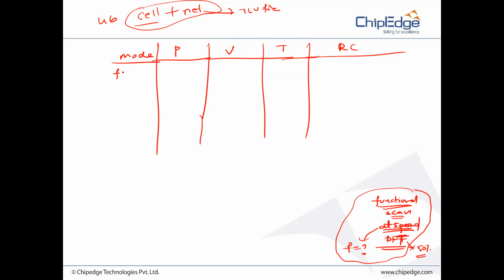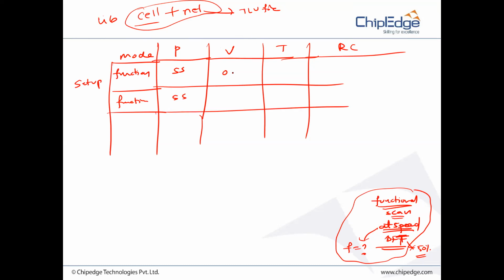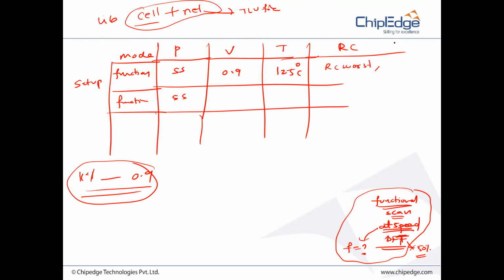Now if you take functional mode, generally we check for setup. For example, I'll take process as slow and voltage as very less, 0.9, because I have taken 1.1 to 0.9 volts, the variation of voltage. Is this clear, guys? Yes, sir. Now temperature, 125 degrees, the highest temperature. So obviously RC worst and C worst. Generally inductor won't affect much in the delay. It affects only the bounce of the voltage.